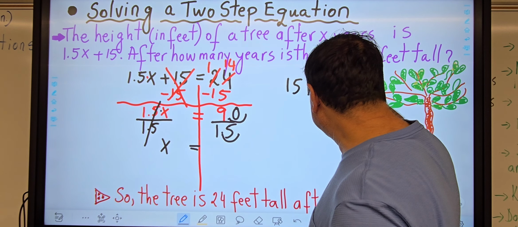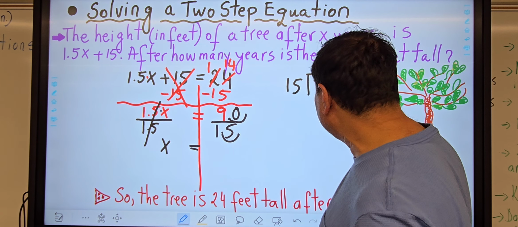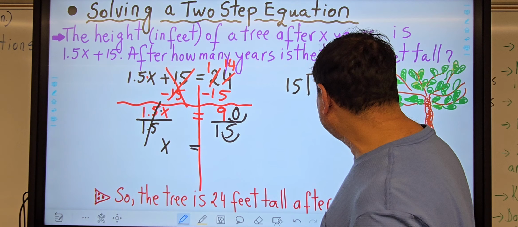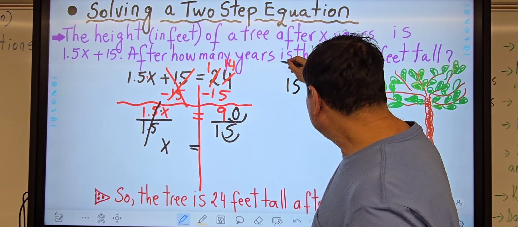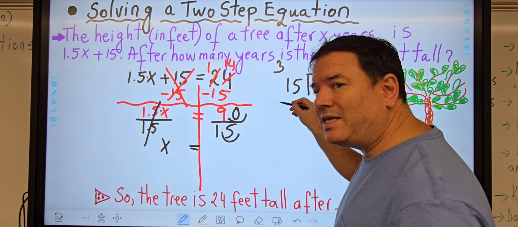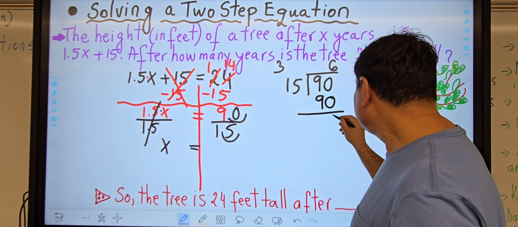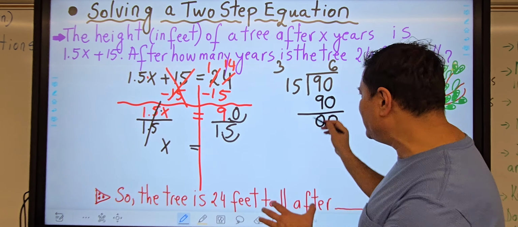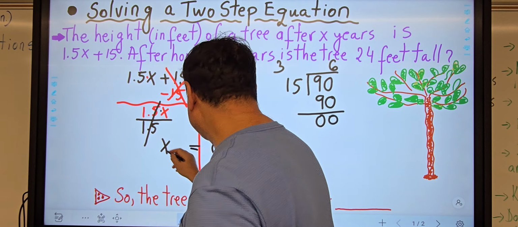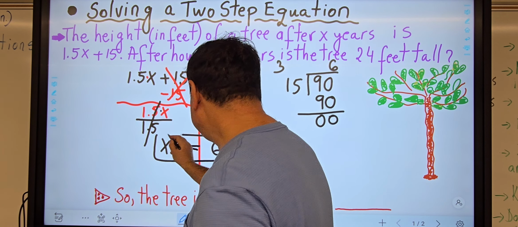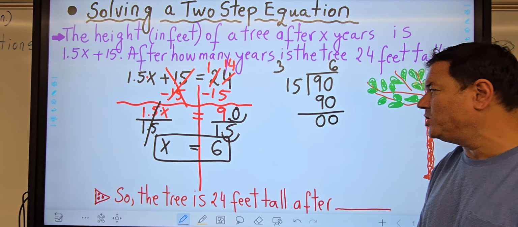If we multiply 6 times 15, we get 90. 6 times 5 is 30, 0, carry the 3. 6 times 1 is 6, plus 3 is 9. So the answer is 6. X equals 6 is the answer of this equation.